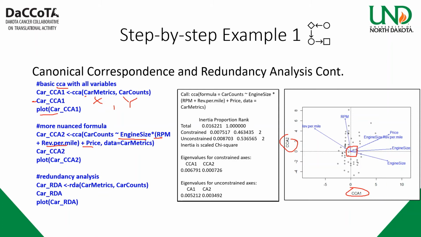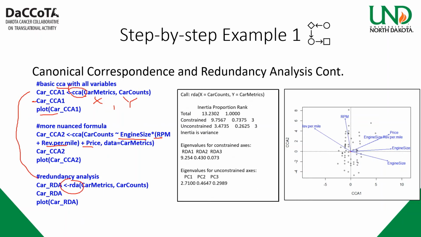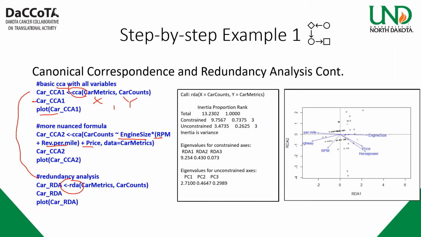So now let's turn to redundancy analysis, but first, let's clean this up a bit. If we do the redundancy analysis, it's the exact same code as the first one, except we're going to use RDA instead of CCA. When we call that, we get these eigenvalues and stuff. But here's the biplot, and we can actually see here that these are split out a little bit more.